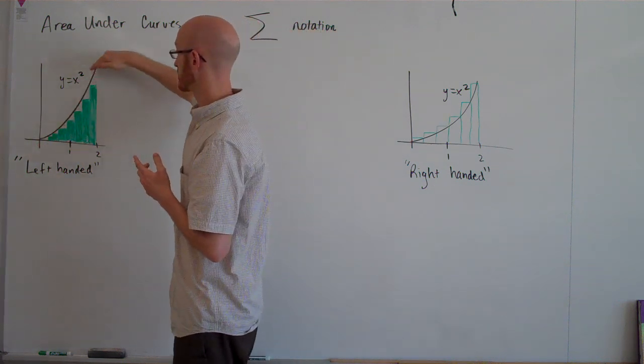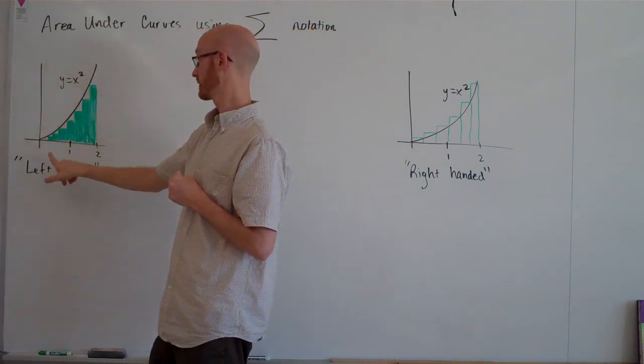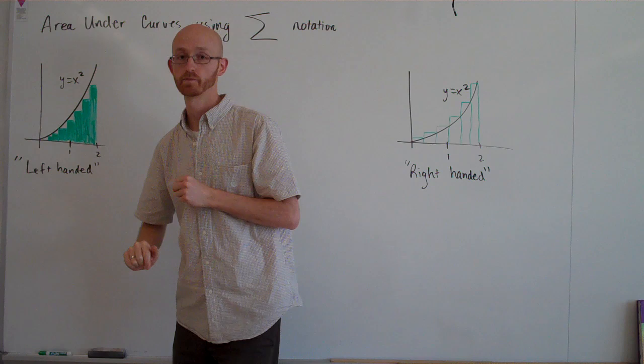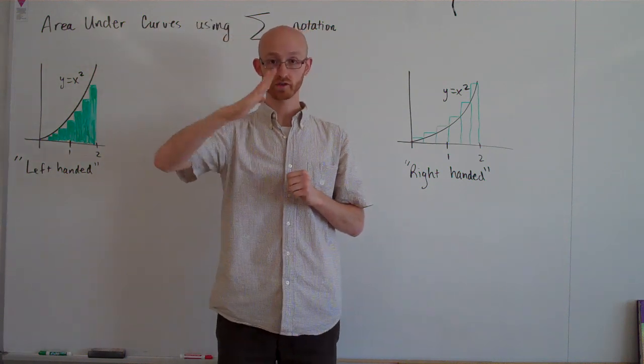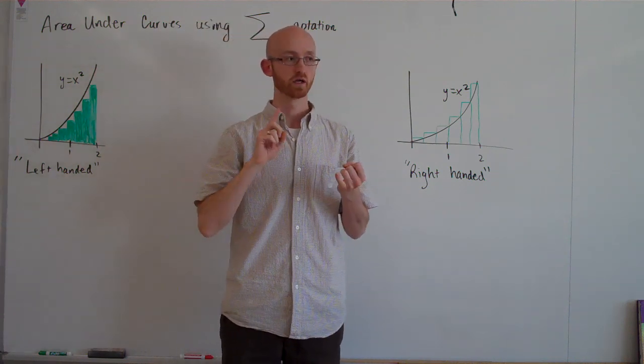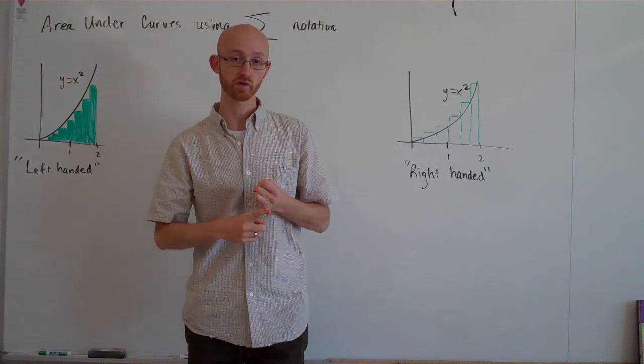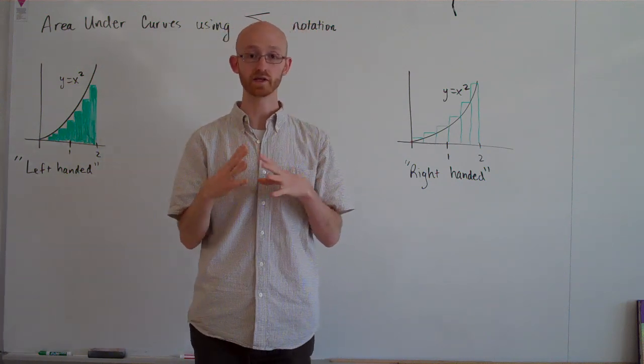Find the area under the curve of y equals x squared between 0 and 2. And obviously there's a curve there, so it's not a circle, and that's really the only thing that we know the area of that's curvy.